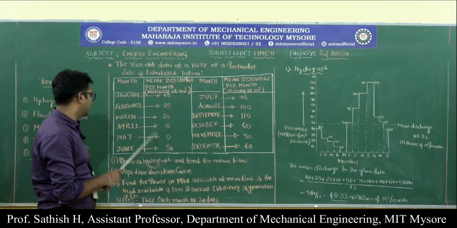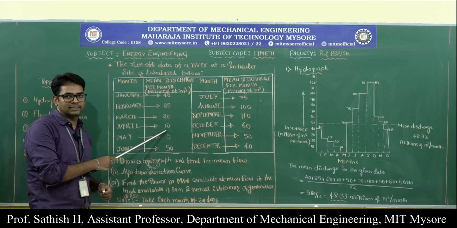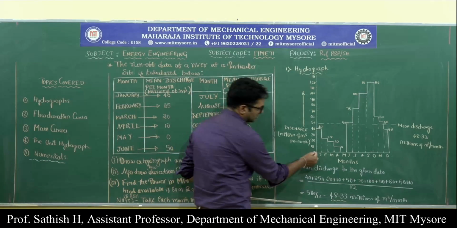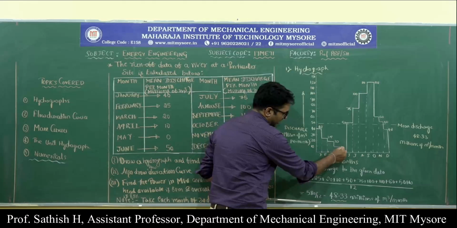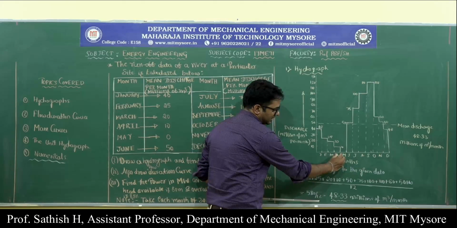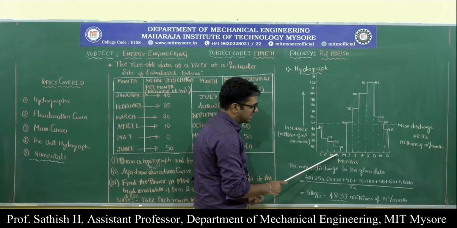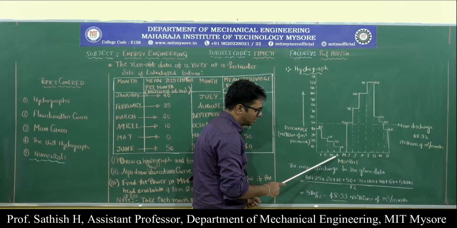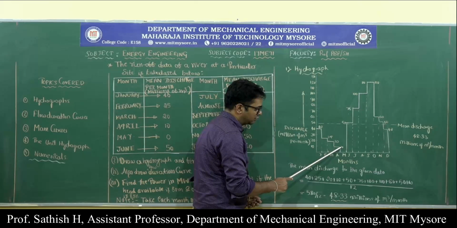Similarly, again come to April, it has a discharge of 10. So see, this is a 0 and this is a 10. Here this is the month of April, and in April I have 10 as a discharge. So I will draw one horizontal line which covers the April month, and then up to here.